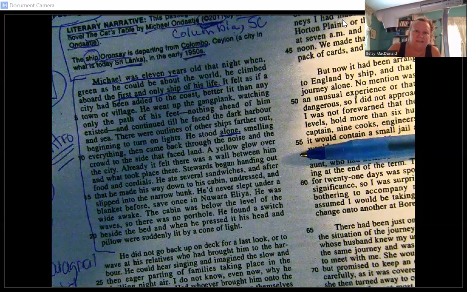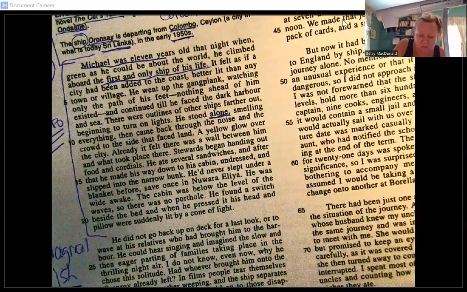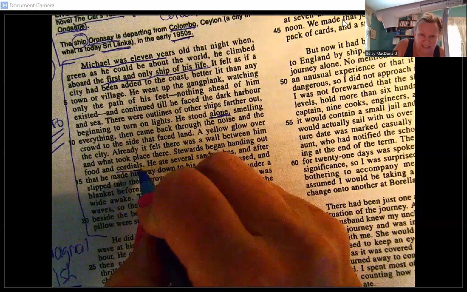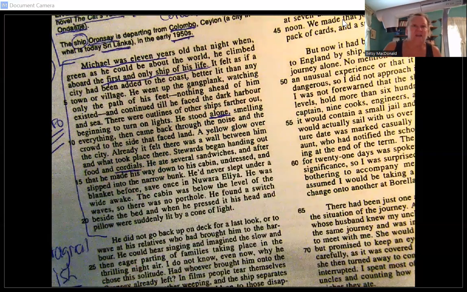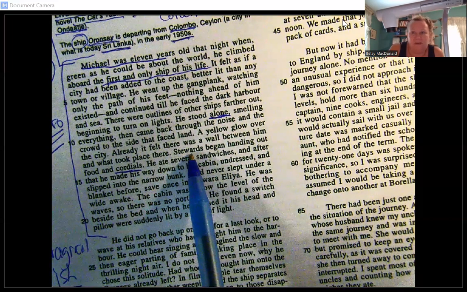Stewards began handing out food and cordials. Okay, I do not know what cordials are, and I'm being honest. I think I know, but what do you hand out with food? Food and drinks. I'm going to guess that's what it is. They're handing out food and drinks. The stewards are... you may not know that word if you haven't been on a cruise. You probably do. They're just the people that help, right?